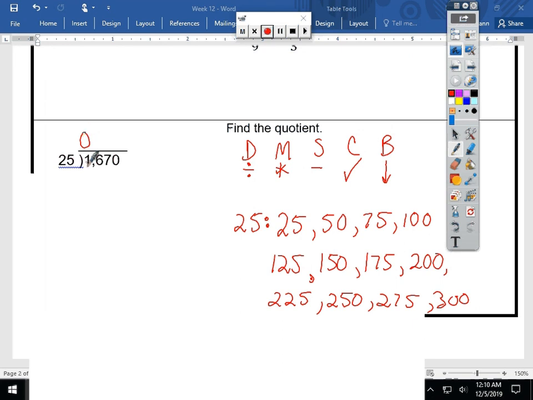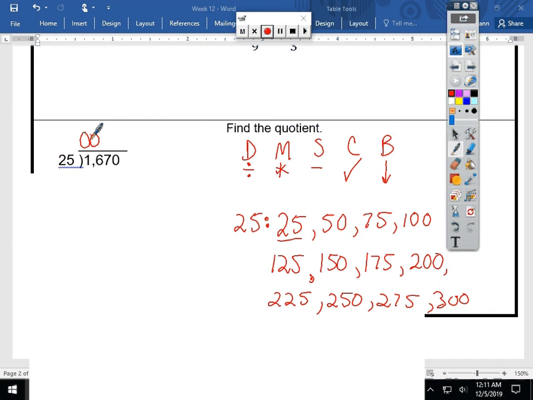So next I'd move over and I'd say, well, let's trade that 1,000 in for 10 extra hundreds. So I'm going to treat this like 16 hundreds. So if I have 16 of something, could I give you a group of 25? No, looking over here, no. 25 is the first multiple I got, so no, that's not going to work very well, is it? So I'll put another 0 above that 6.